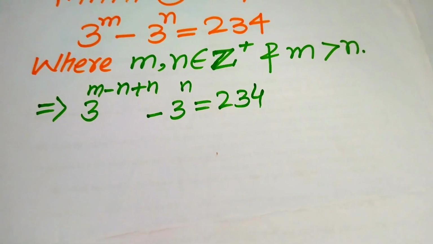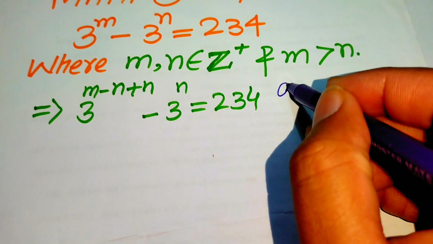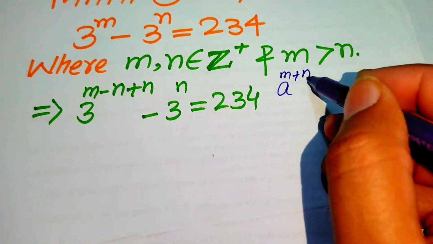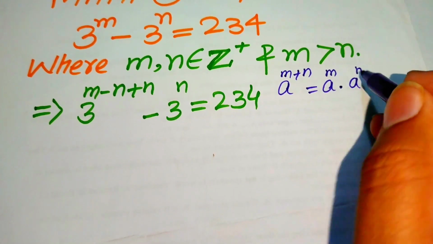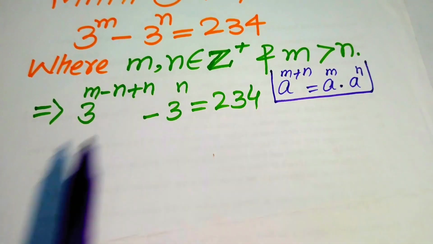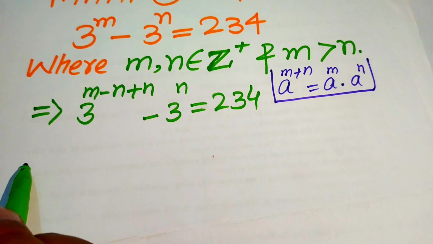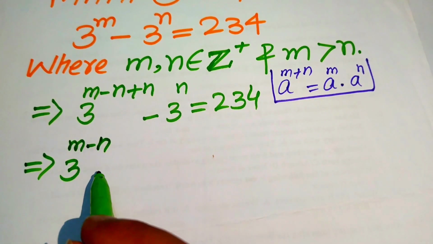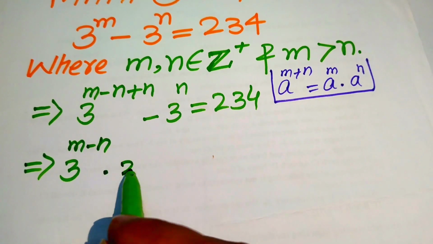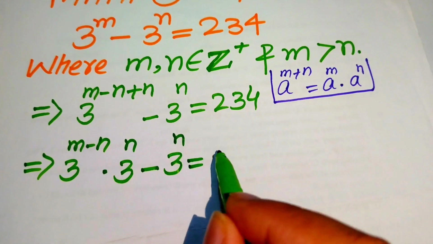So now in the next step we use the nice exponential law, and you know about this law. If we have a to the power of m plus n, it equals a to the power of m times a to the power of n. So now we use this law on the left hand side in the first term. We rewrite this term as 3 to the power of m minus n multiplied by 3 to the power of n, minus 3 to the power of n equals 234.